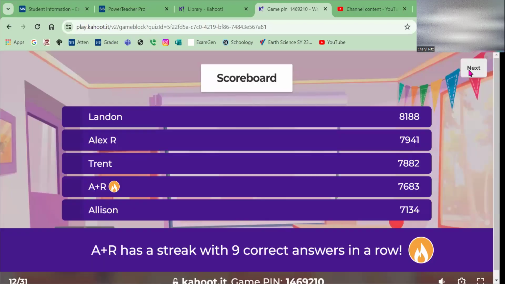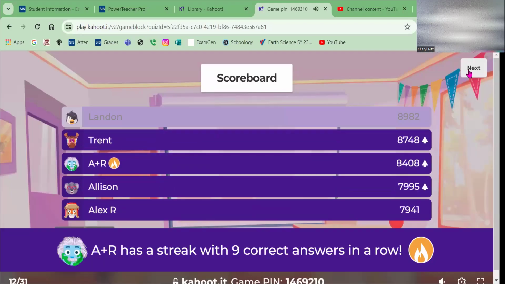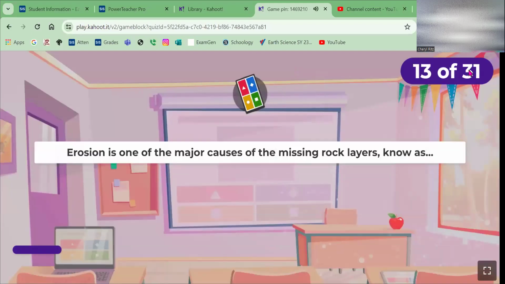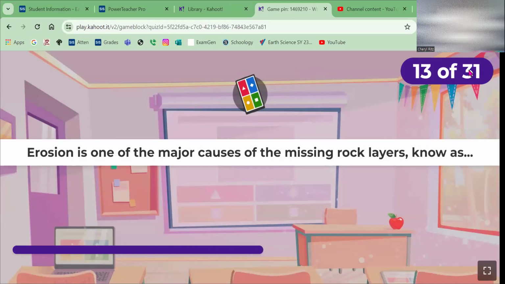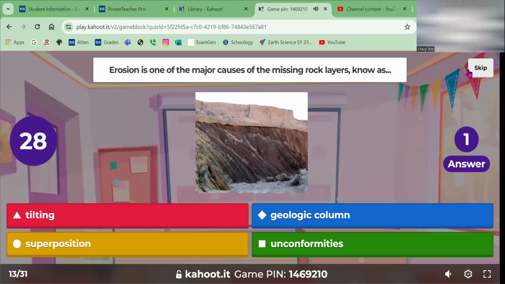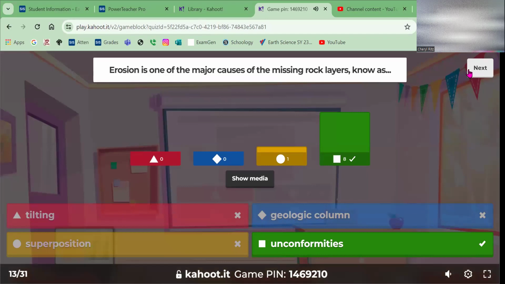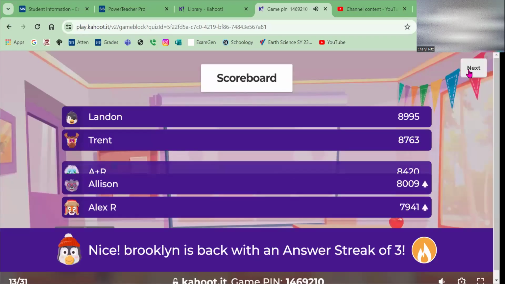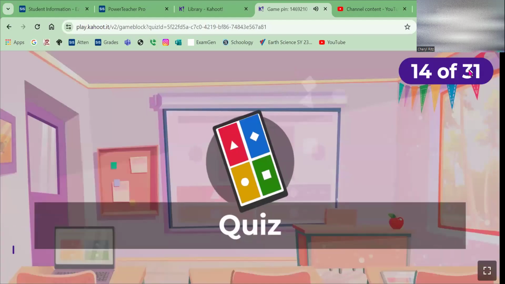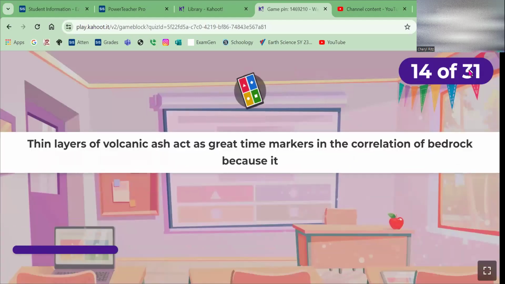Got a few more minutes. Let's keep going. Erosion is a major cause of the missing rock layers known as an unconformity. So what happened? What happened, Ronnie? That was the easiest one.